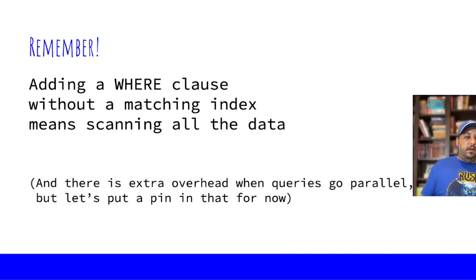Just because we've returned fewer rows doesn't mean we actually had to do less work, right? Adding a where clause to a query with no matching index means we're going to have to scan all the data to understand whether or not we can return those rows.